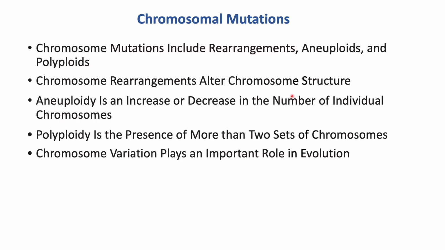Let's now get into chromosomal mutations. These chromosomal mutations or chromosomal aberrations include rearrangements, aneuploids, and polyploids. Chromosome rearrangements alter chromosome structure, and could include deletions, insertions, and duplication events, which we'll look at in detail in the next few slides. Aneuploidy is an increase or decrease in the number of individual chromosomes, and polyploidy is the presence of more than 2 sets of chromosomes. Chromosome variation overall plays an important role in evolution and also contributes to a lot of diseases.